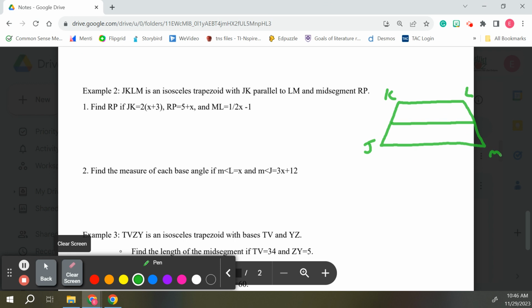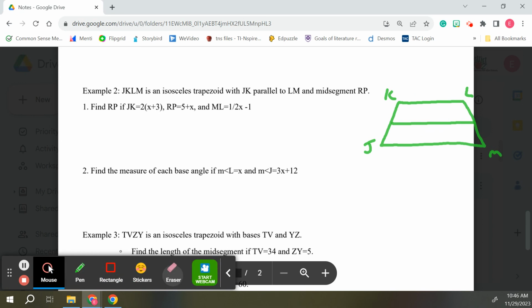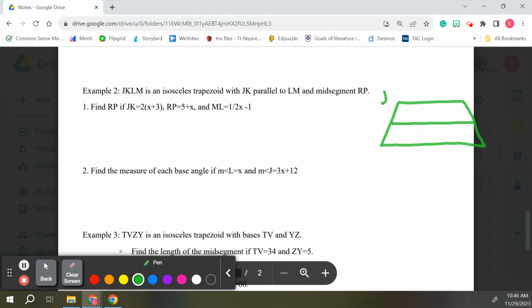Oops. Let me fix that actually. We have JKLM. There we go. Those are the bases. And then we have, because this is parallel to that, so those have to be the bases. And then we have R to P.